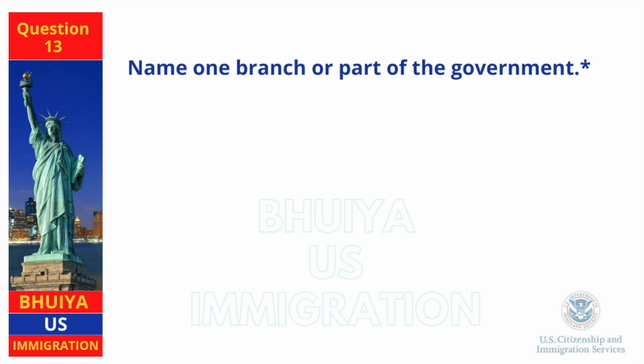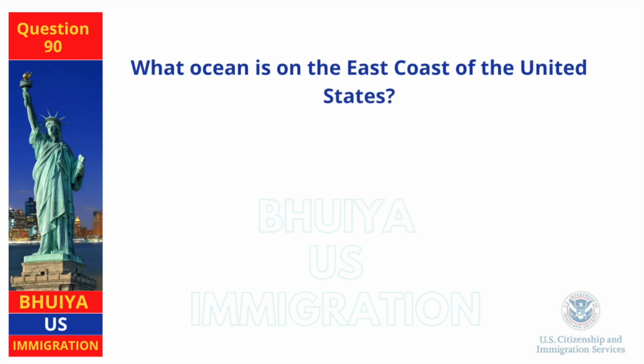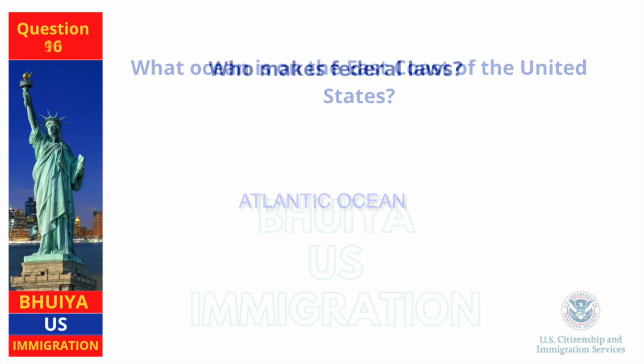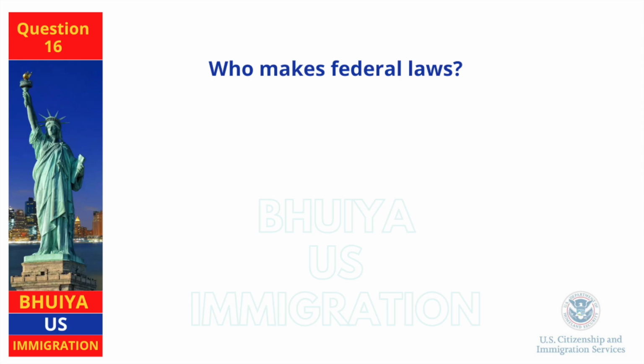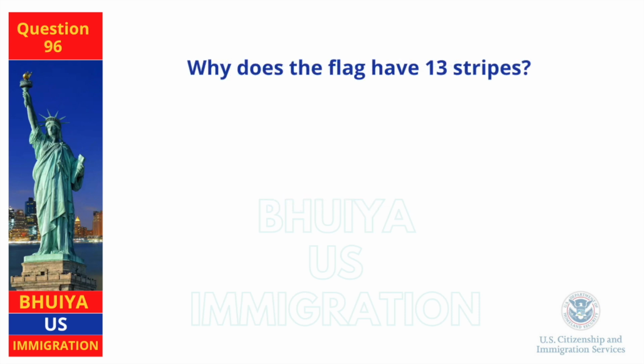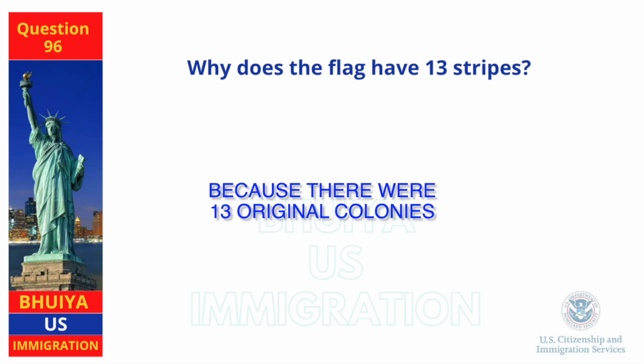Name one branch or part of the government. Congress. What ocean is on the east coast of the United States? Atlantic Ocean. Who makes federal laws? Congress. Why does the flag have 13 stripes? Because there were 13 original colonies.